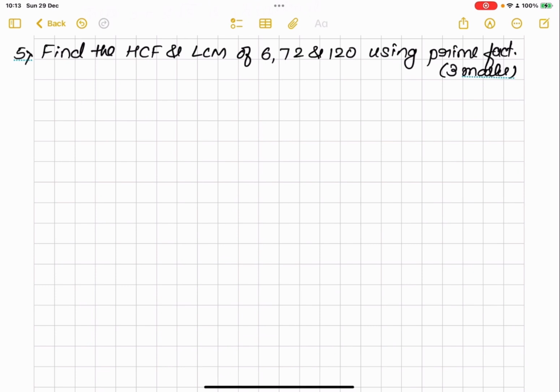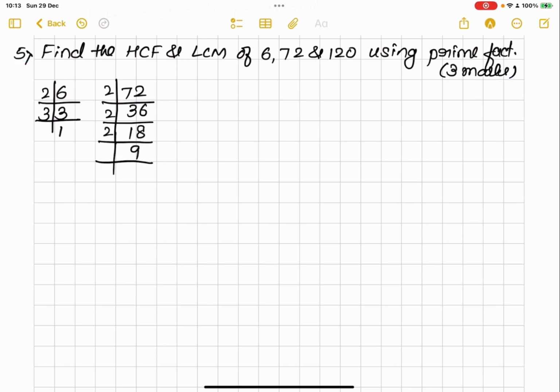Next question is find the HCF and LCM of 6, 72 and 120 using prime factorization. Again, this is a 3-mark question. So first, doing the prime factorization of 6, I will get 2 and 3. 72 if I do, so with 2 it will go, so 36. Again with 2 it will go, so 18. Again with 2 it will go, so 9. Then 3, 3 and 3, 1.